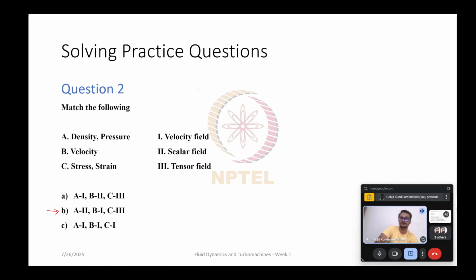So the first one, density and pressure. These are both scalars, and in a field, they would be represented by a scalar field. So A should match with 2.